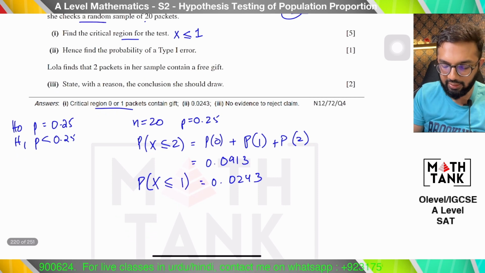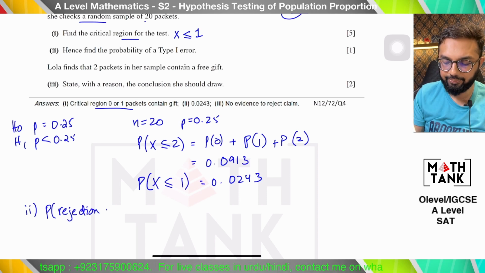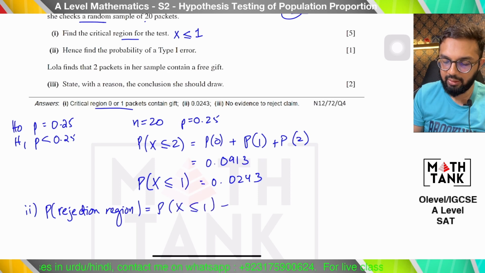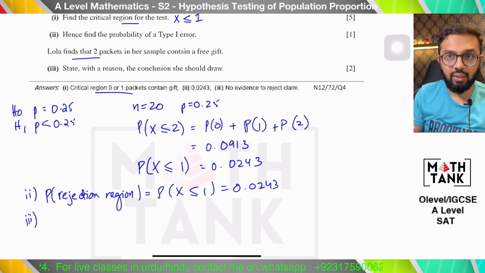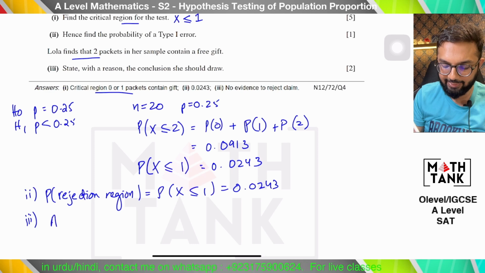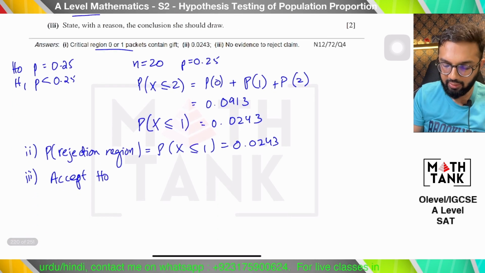Hence, find the probability of a type 1 error. So that's already there for you. The type 1 error is the probability of the rejection region. So the rejection region, probability of x less than or equal to 1, is 0.0243. Lola finds that 2 packets in her sample contain the gift. So she's not in the rejection region. She's outside the rejection region. So she accepts H naught, which means that the 25% cereal manufacturer is right.